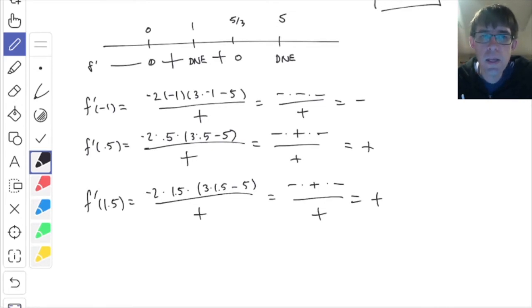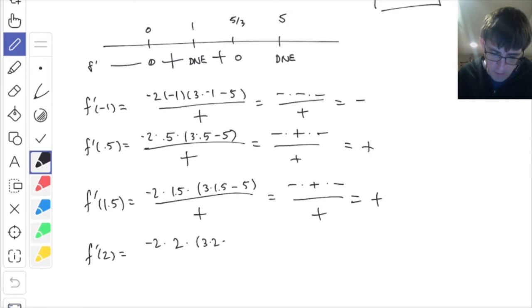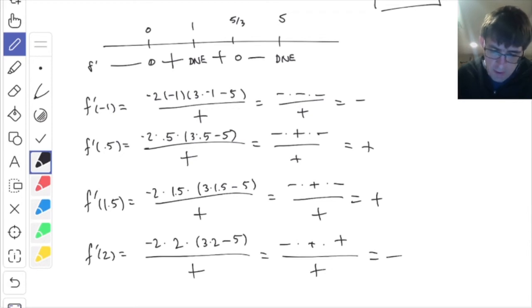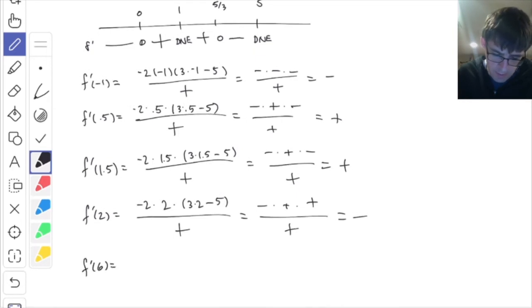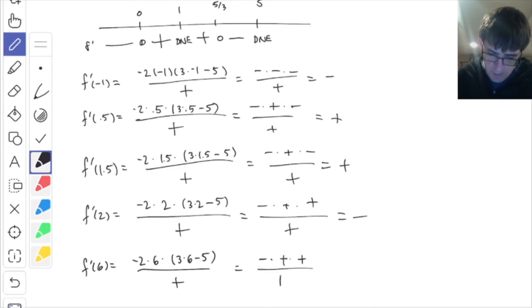All right. And then between 5/3 and 5, let's use 2. 2 is more than 5/3, right? I get -2 times 2 times 3 times 2 minus 5 over positive. This is negative, positive, positive over positive. This is negative, negative right there. And then finally, to the right of 5, let's use 6. F prime of 6 is -2 times 6 times 3 times 6 minus 5 over positive. This is negative times positive again over positive. This is negative again. All right, that's my whole chart of the positives and negatives.